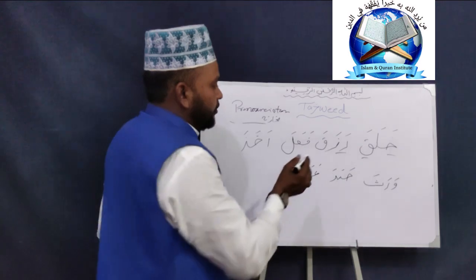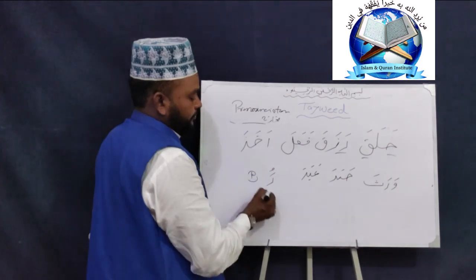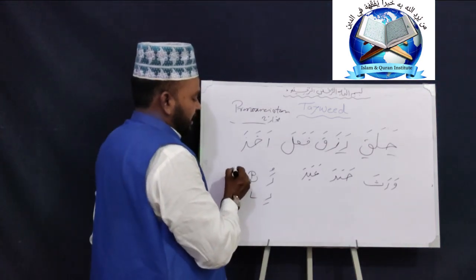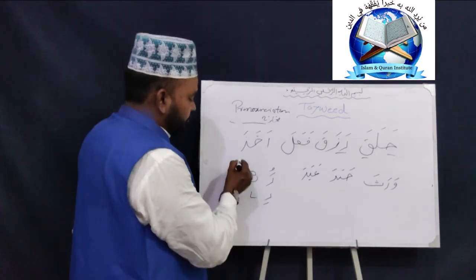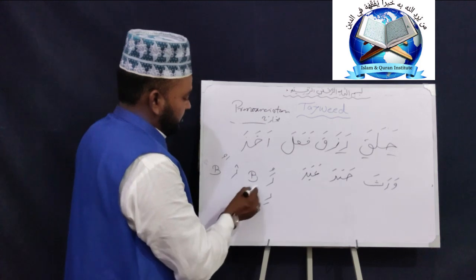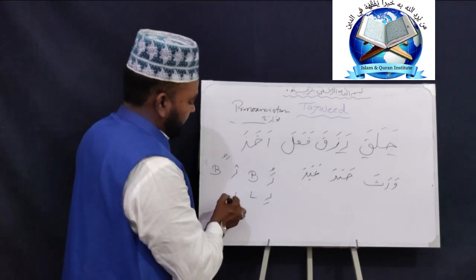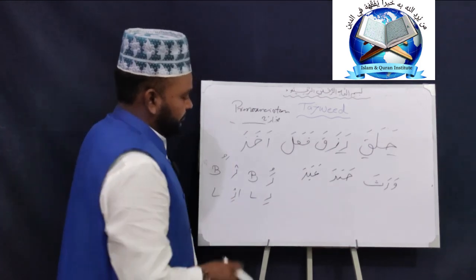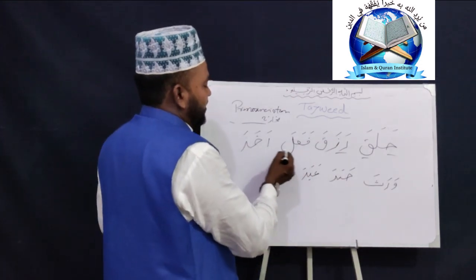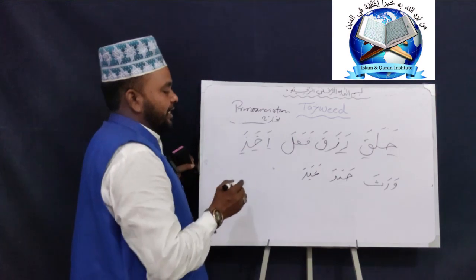Razaqa. Now the rule of ra. If ra has zabar or pesh, it would be bold. If ra has zair, it would be light. Likewise, if ra is silent, then we would see the letter before ra. If the letter before has zabar or pesh, it would be bold. Same, if the letter before silent ra is having zair, then it would be light. This is the rule of ra. So, razaqa, fa'ala, akhadha. A is light, kha is bold, and zal is again light.